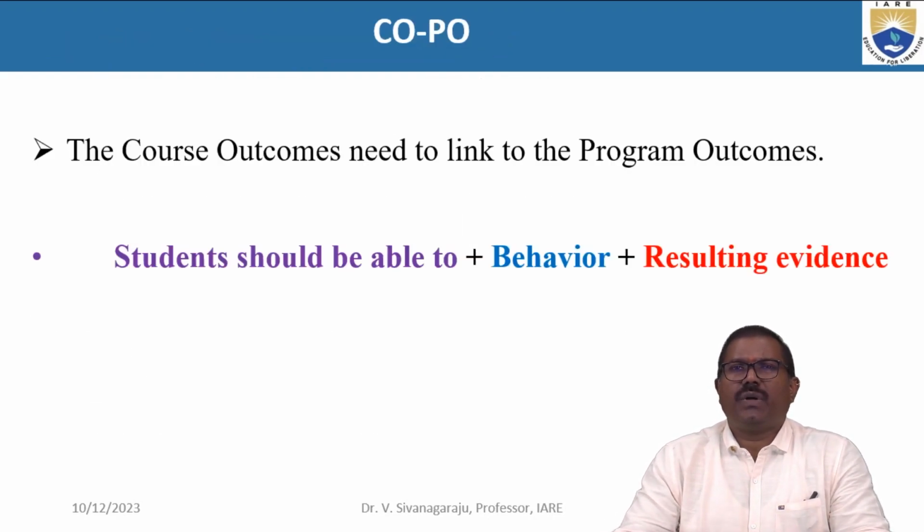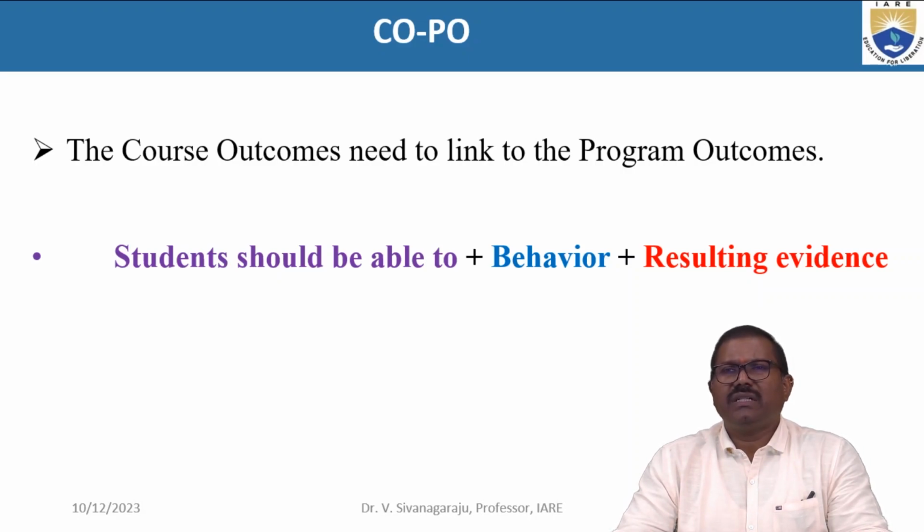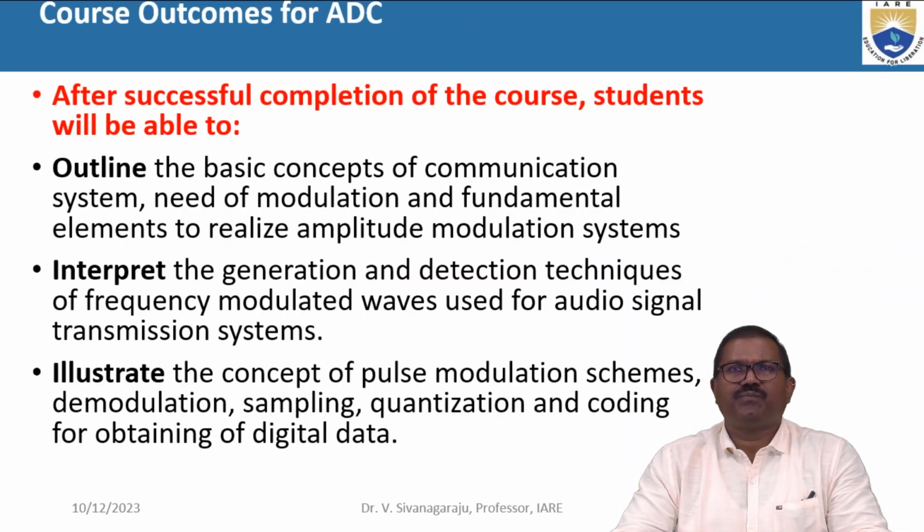Now, CO-PO maps. The course outcome needs to link to the program outcomes. So this is how to write a course outcome. The course outcome must be in the form: what the students should be able to do, behavior, plus resulting evidence.